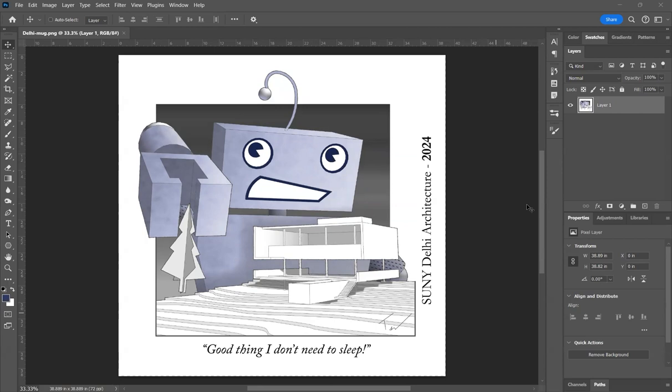Obviously you can see what it says: "Good thing I don't need to sleep." He's sort of nervous putting together his model, and the joke, not that I need to tell it, is of course architecture students don't get enough sleep. Robots don't need sleep, so I guess he has an advantage, but nonetheless he's still nervous about his review.